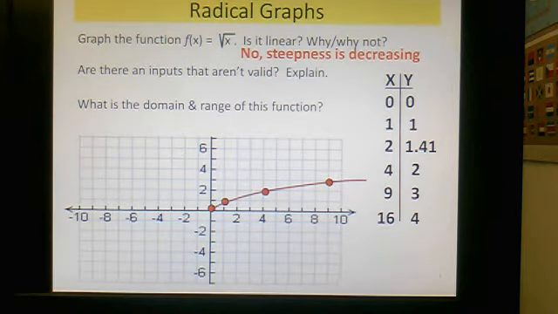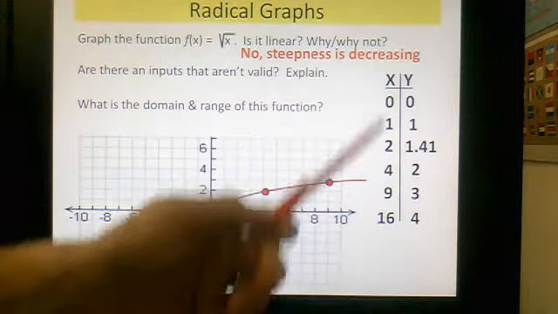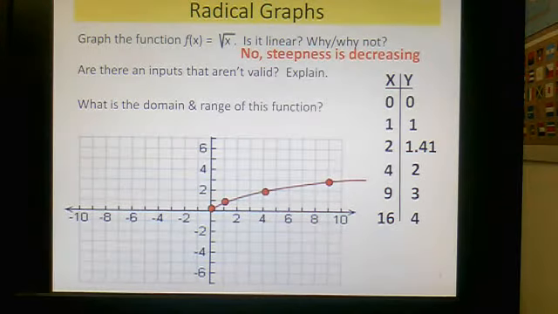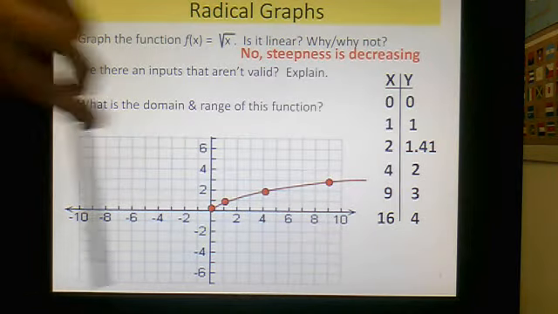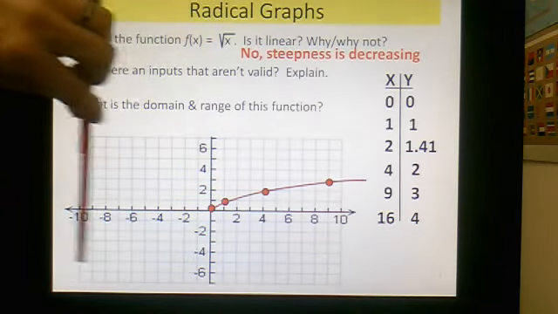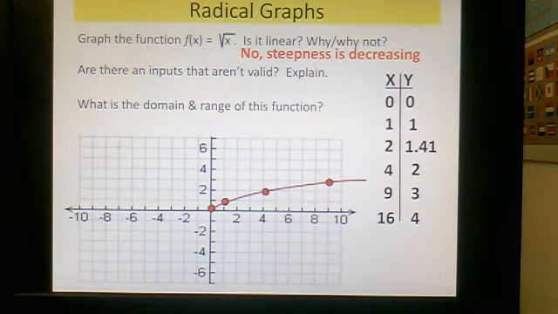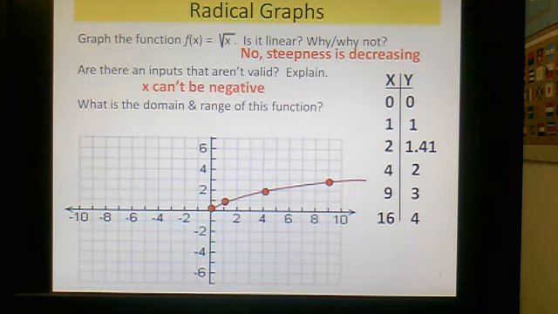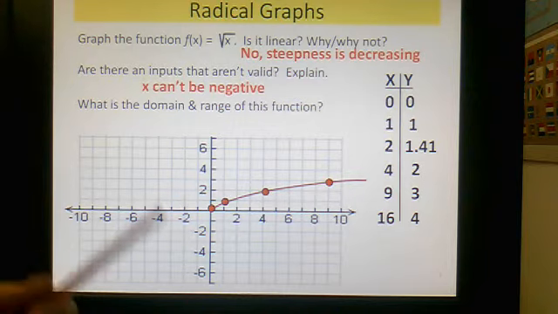Talked about this a few minutes ago. Are there any inputs that are not valid? Are there any x values that don't exist on this graph? Hopefully you go, well, duh, the graph doesn't go over here because you cannot plug in a negative number. There's no way you can plug in a negative x value and get a real answer on there. So there's the first thing. And why can't you? Well, the negative square roots don't exist.